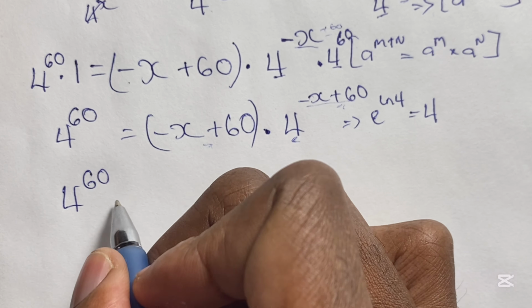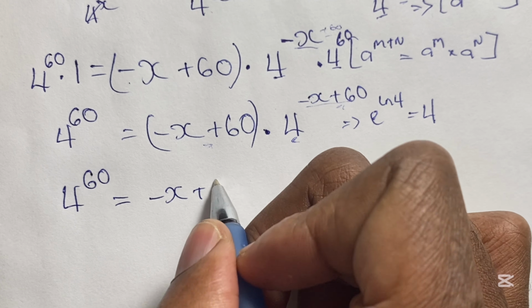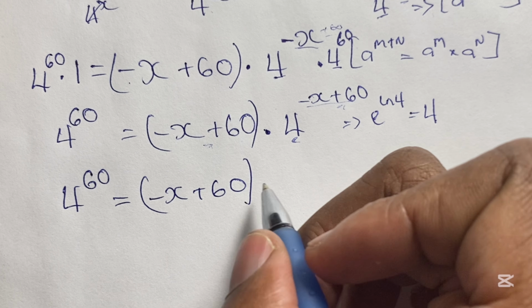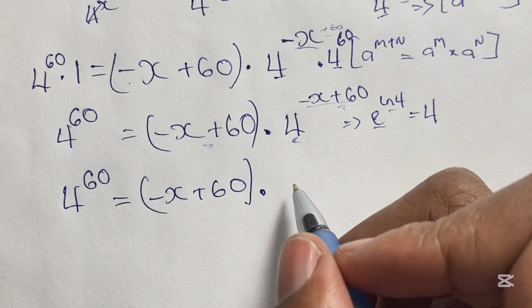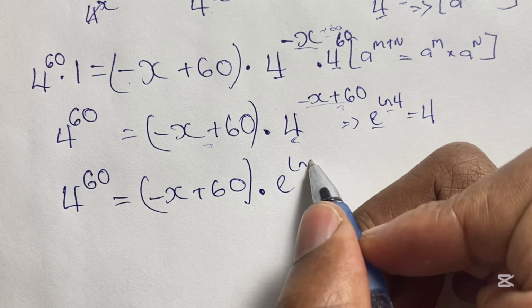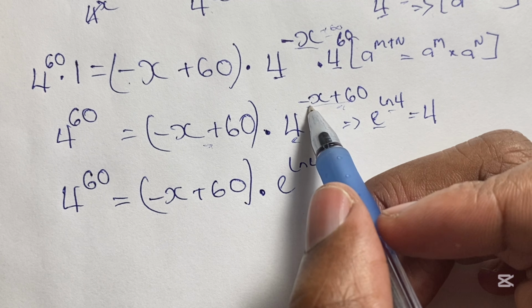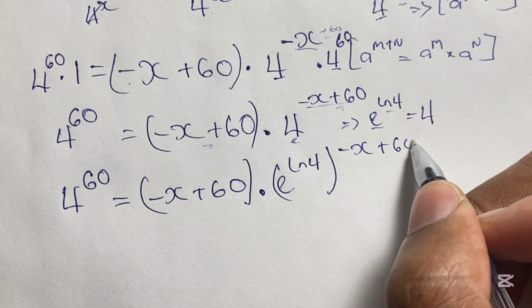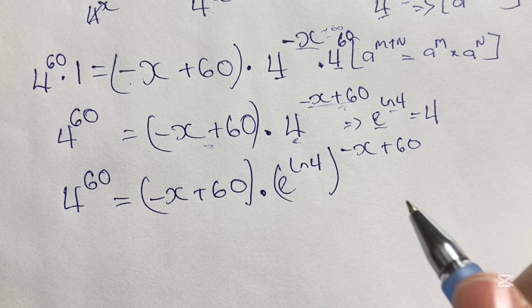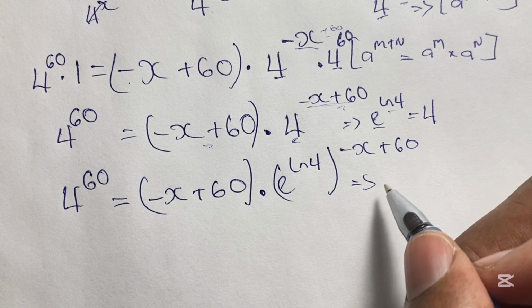So we have 4 to the power of 60, and this is equal to (-x + 60) in brackets, and we times this by this expression that we said earlier. We're going to write 4 in the form of this expression. So we have e to the power of ln 4, we put that in brackets as that is actually 4 in another form, in the form of e, and we power that by -x + 60.